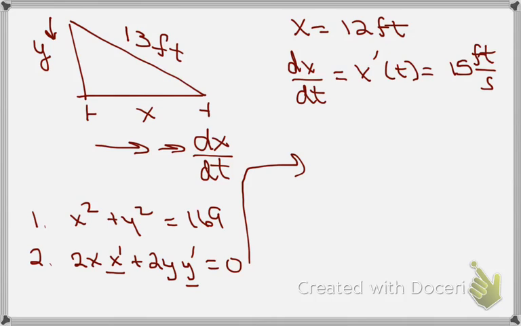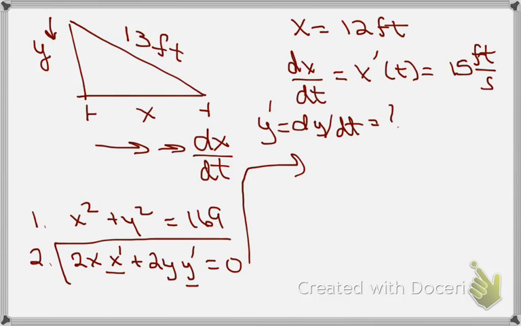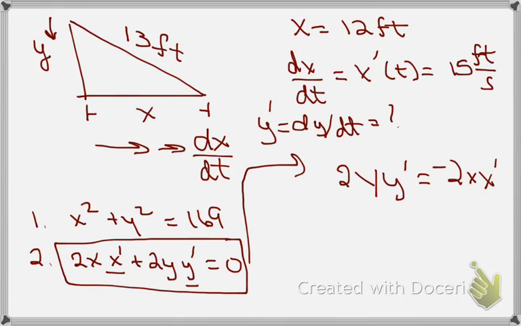I can rearrange that and simplify. In this problem, what I'm looking for is the rate of change of the height, and the height is y. So let me write this up here with my given stuff: I want to find dy/dt, this is the unknown. So I'm solving for dy/dt, which is just y prime, of course. I need to solve this equation for y prime. So I'm going to push the 2x x prime term to the other side. I've got 2y y prime is equal to minus 2x x prime. I'm going to divide both sides by 2y, and I get y prime is equal to minus x over y, times x prime.